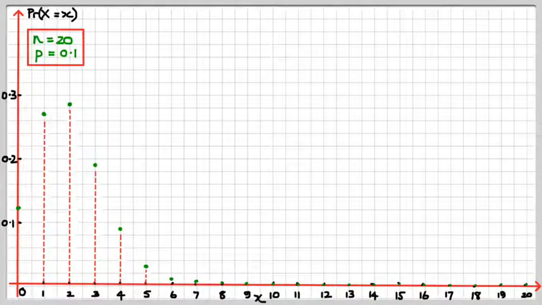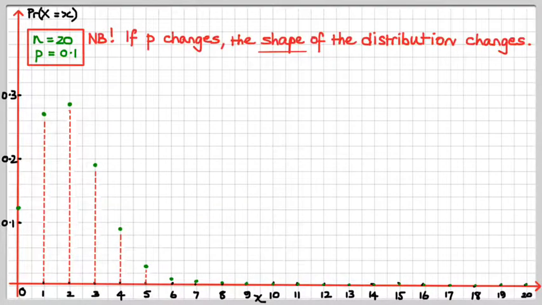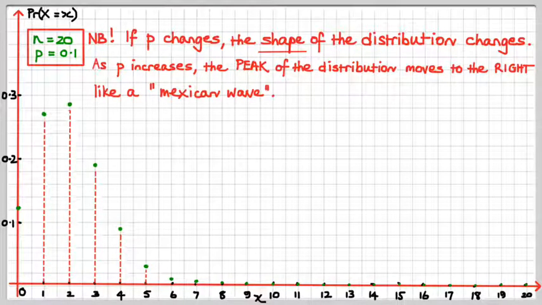And further to that, there's a very interesting trend which we can now observe. So if P changes, the shape of the distribution changes. So what are you saying, Wolfman? Well, funny you should ask. As P increases, say 0.2, 0.3, 0.4, 0.5, 0.6, 0.7, 0.8, and so on, you would expect the peak of the distribution moves to the right, like a Mexican wave. Goodness gracious, a Mexican wave. And I'll show you that in a minute, and we all have to yell "Olé" together when I show you.